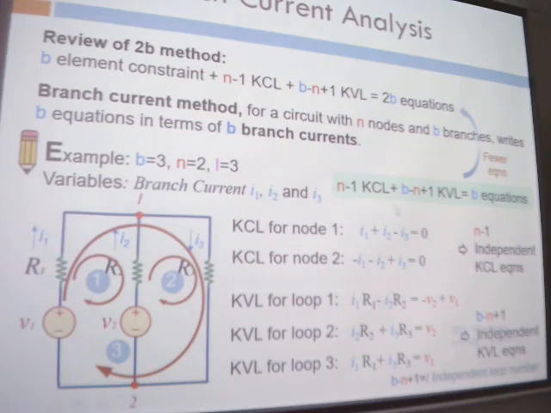So here we can notice we have n minus 1, that's 1 KCL equation, and 2 KVL equations. How many equations do we have? We have 3 equations.